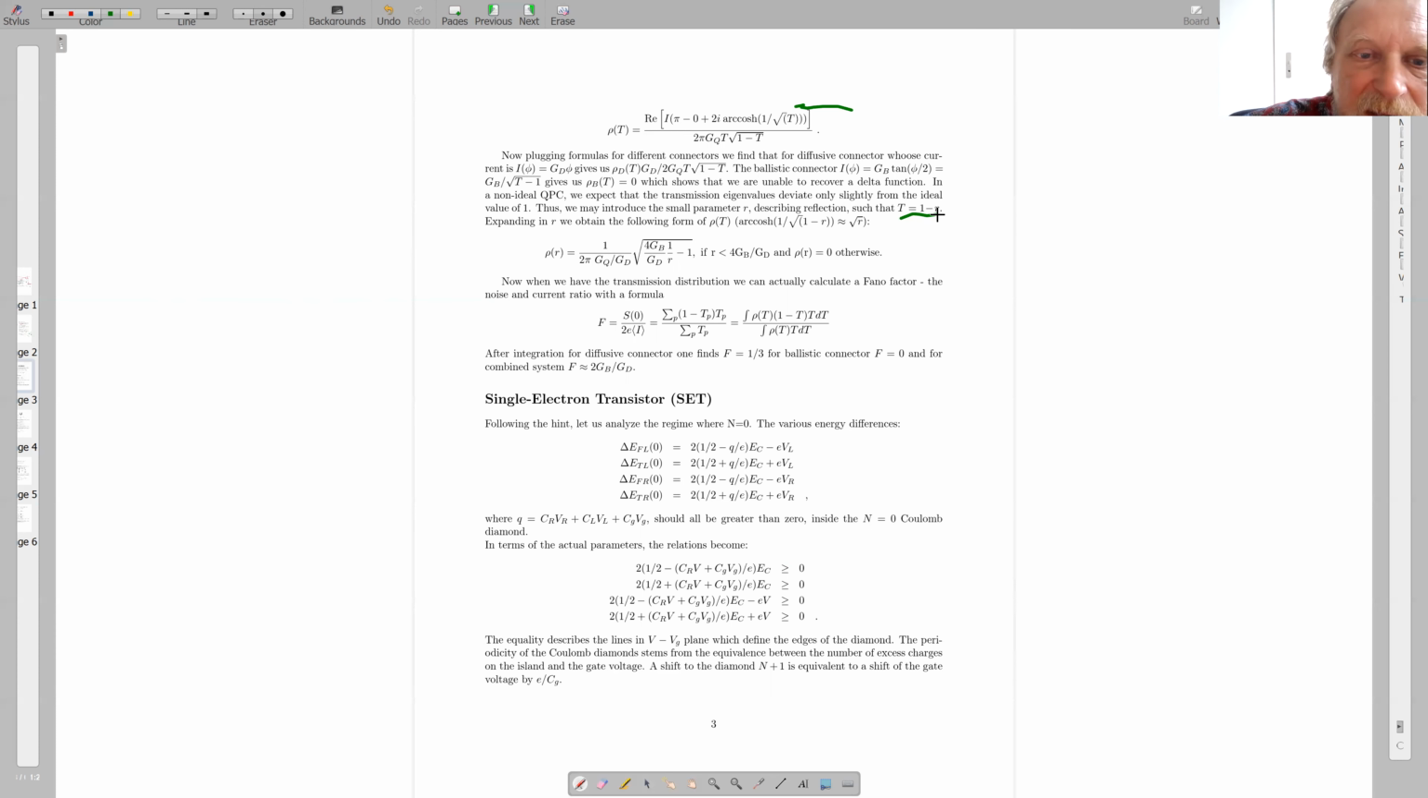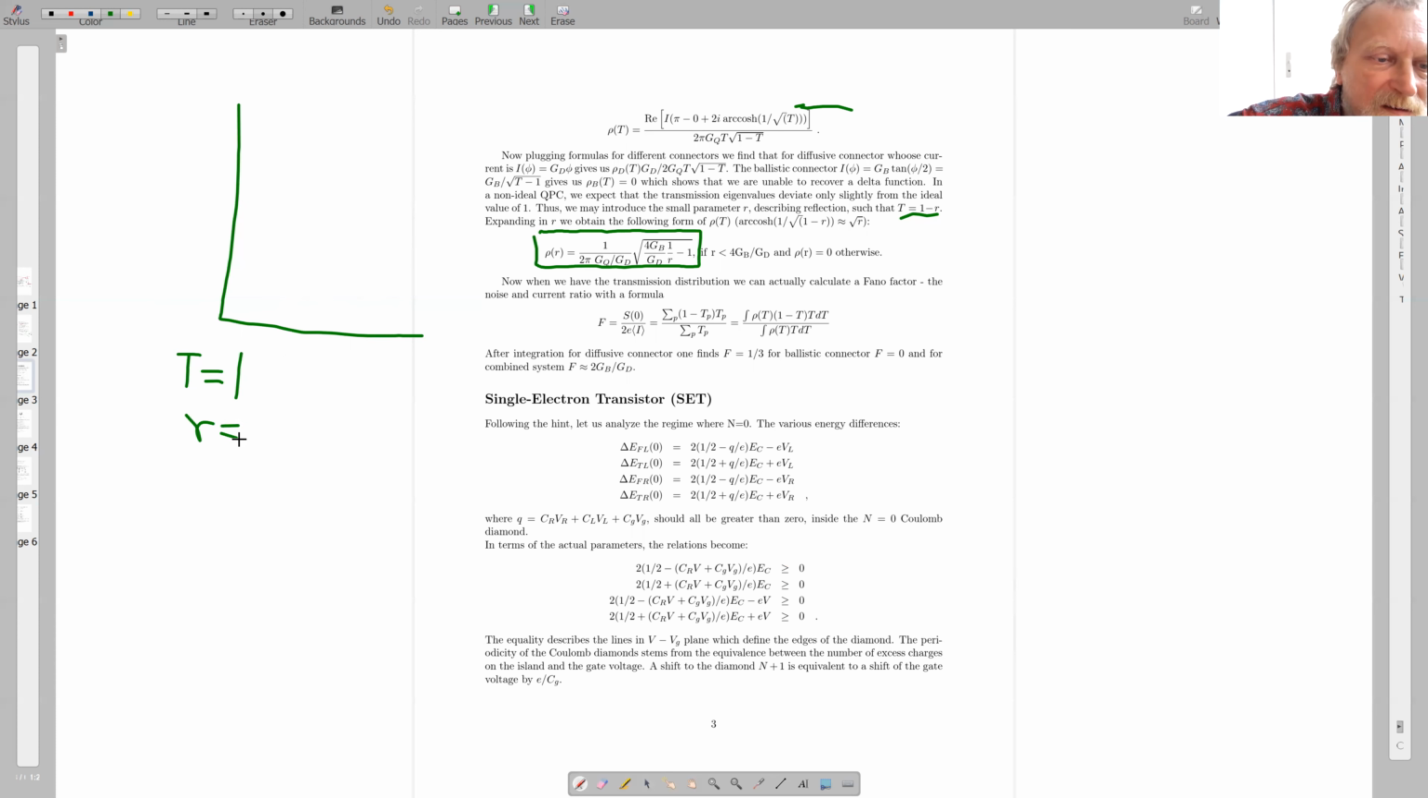All right, with this we can determine it. I need to plot it to understand what it is. Let me plot this. So here the transmission coefficient is 1, or alternately R is 0. And here the transmission coefficient goes to 0. I kind of inverted the axis.